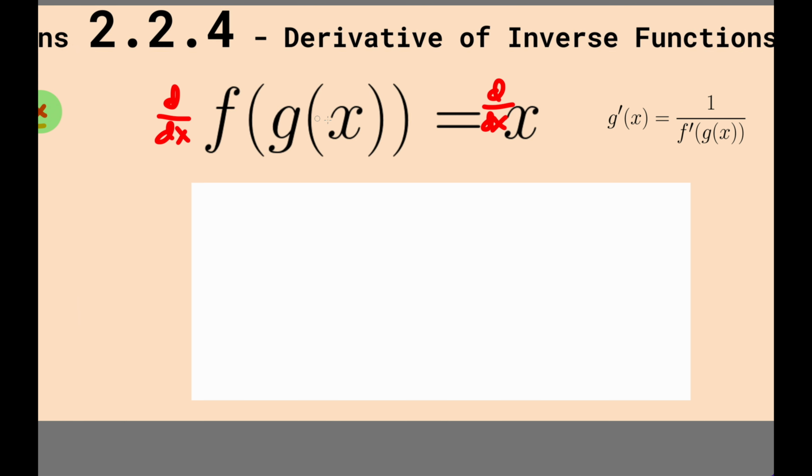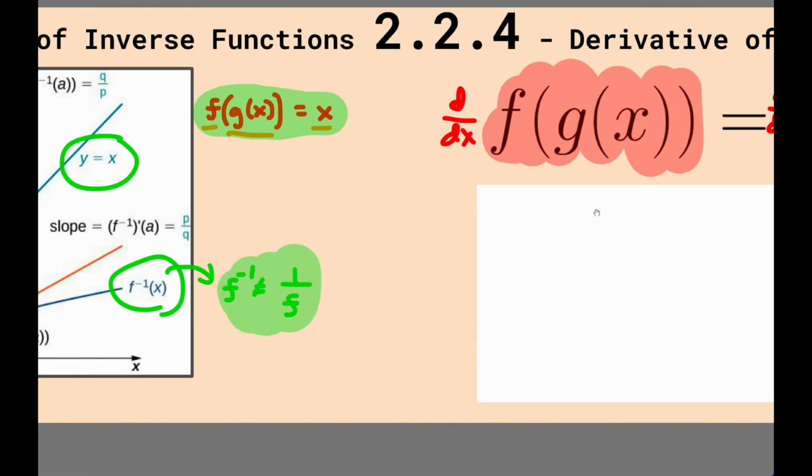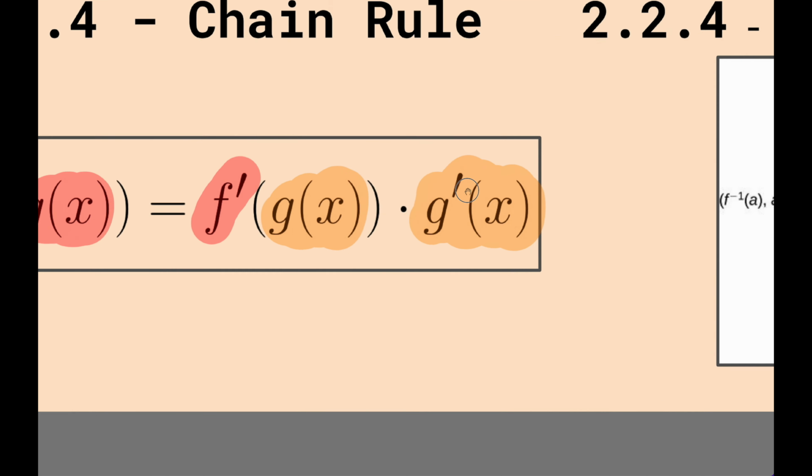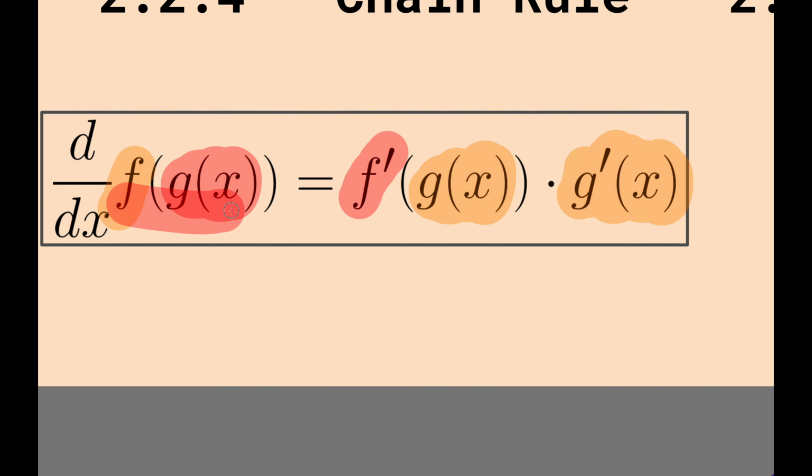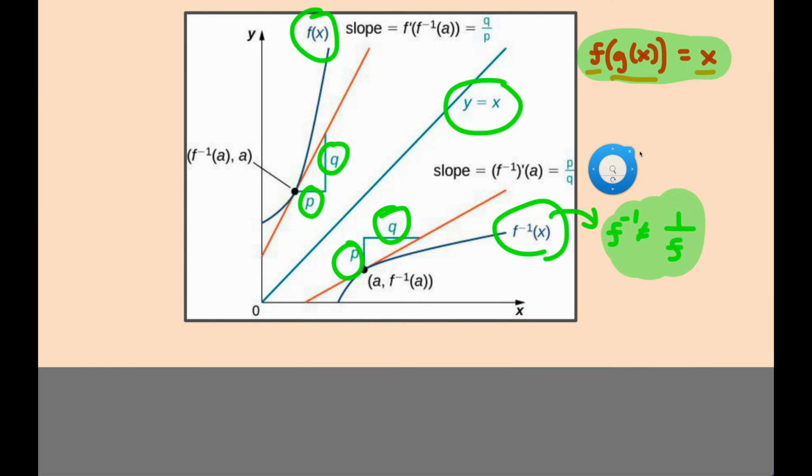Okay, the derivative of this layered function right here is what we just talked about two slides ago. It's just chain rule: the derivative of f of g of x right there. Okay, so that's just chain rule.